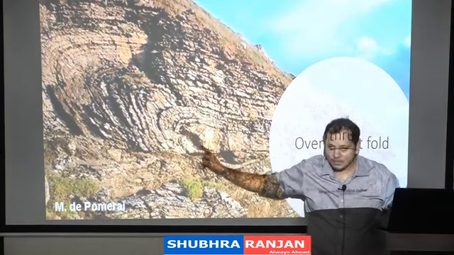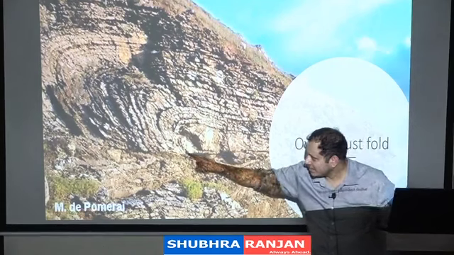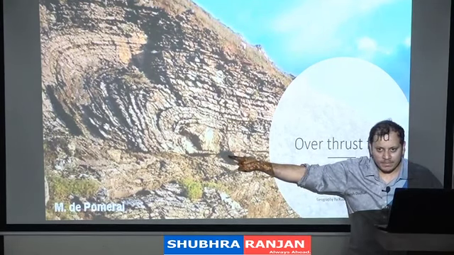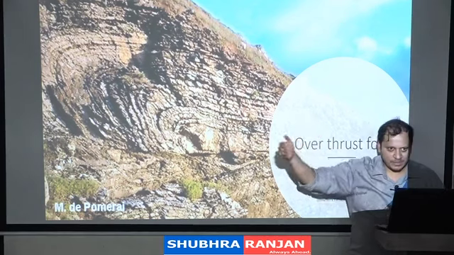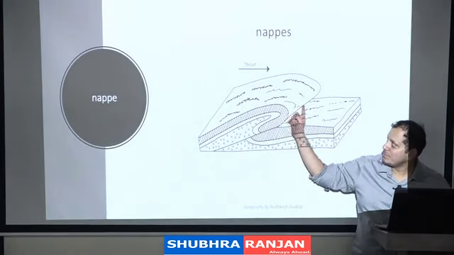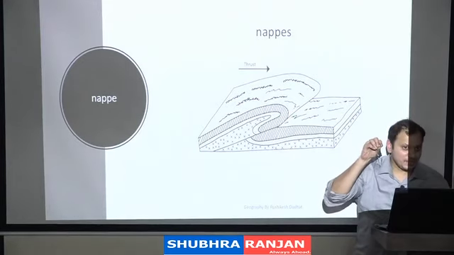So the limbs break here. Can you see यहाँ पे the limb has broken, and उसके बाद it will be further taken away. When they move, we call this a nappe. Nappe को identify करना इतना आसान नहीं है.